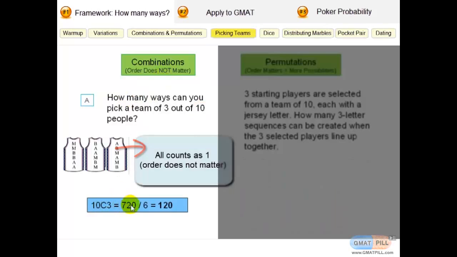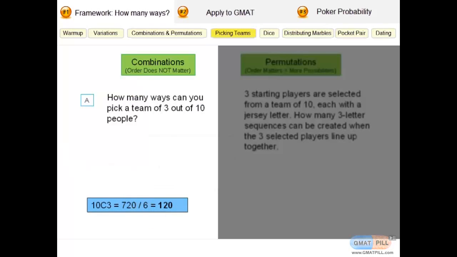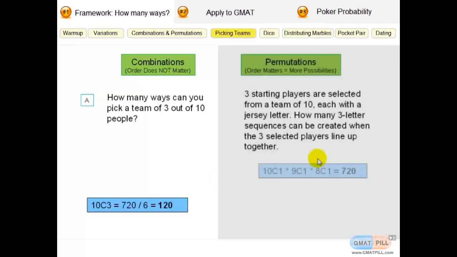7, 20 over 6. You calculate it in the same way. It's still 10 times 9 times 8, but you do not need to divide by 3 factorial. You do not need to divide by that 6. So it's basically just 10 times 9 times 8, and then you just leave it at 720. So the difference is, this is all the possibilities.